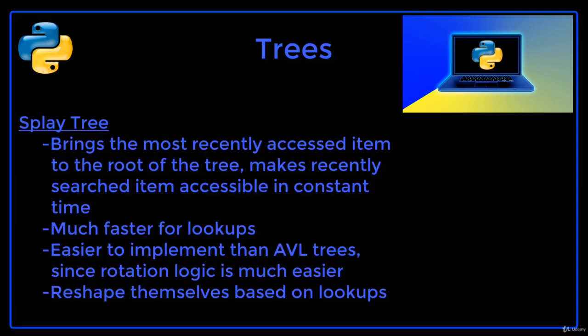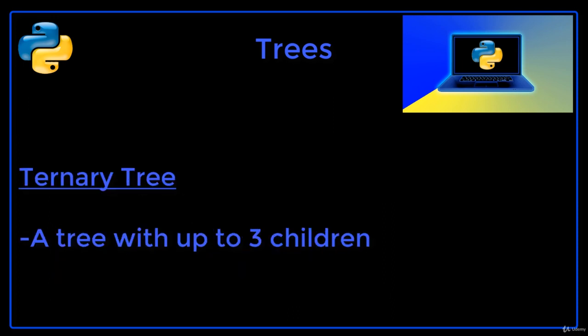A splay tree brings the most recently accessed item to the root of the tree, and makes the recently searched item accessible in constant time. It is much faster for lookups. It is easier to implement than AVL trees, since rotation logic is much easier. And a splay tree reshapes itself based on lookups. A ternary tree is a tree with up to 3 children.